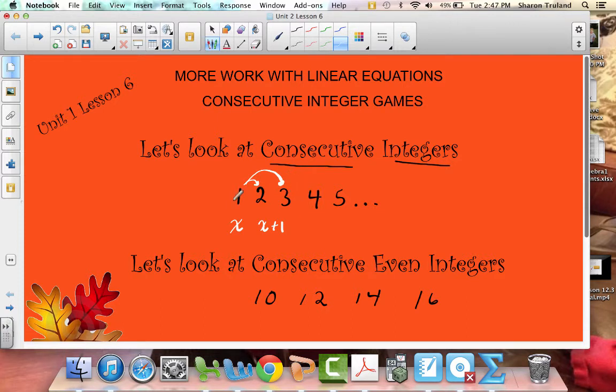How does 3 compare to 1? It's 2 more. So that must mean start with my first consecutive integer and add 2. And then I think you get what's going on. And then that would be x plus 3. And then 5 is 4 away, so x plus 4. And this is how we represent consecutive integers.